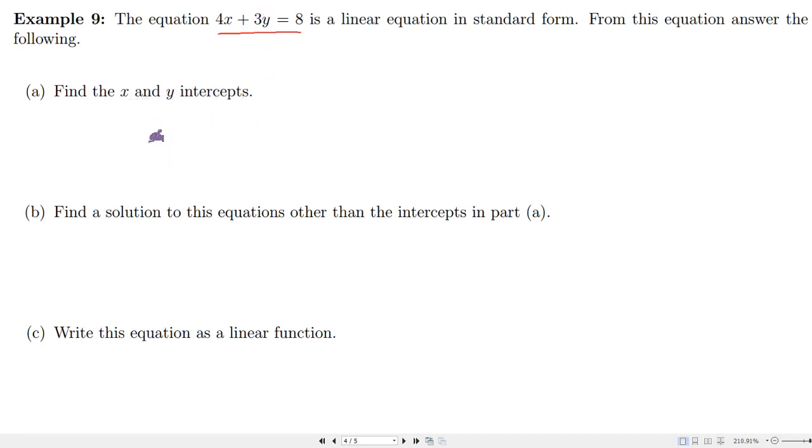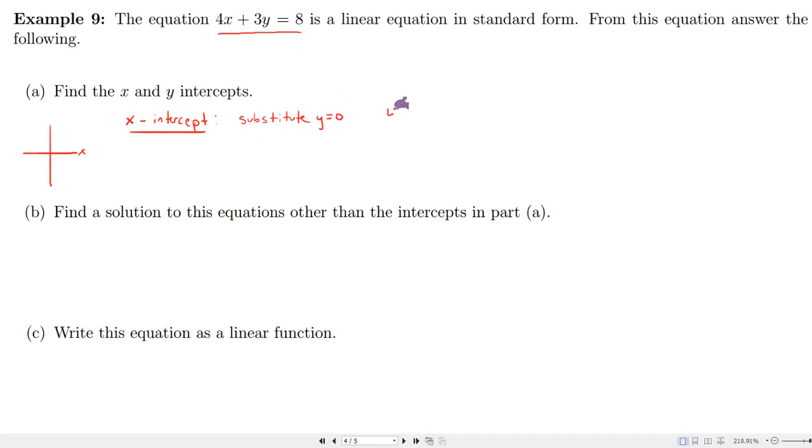So how do you find the x-intercept? You remember that is where the graph is hitting the x-axis, right? So if you're thinking about your graph, if you're hitting a point on the x-axis, then the y value is actually 0 there. So we're going to substitute y equals 0 into this equation.